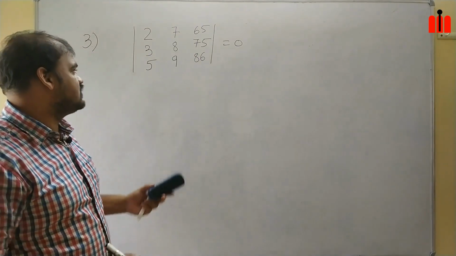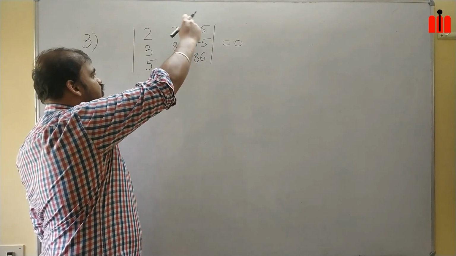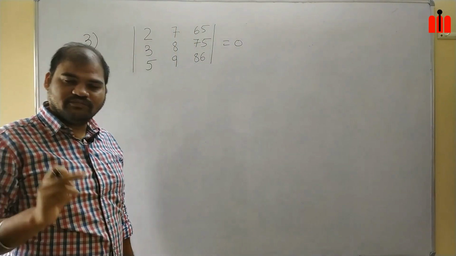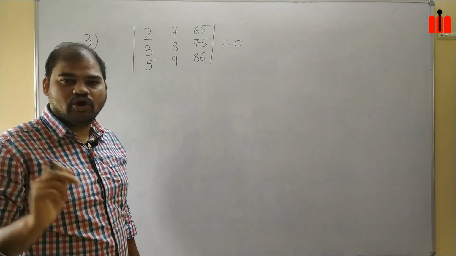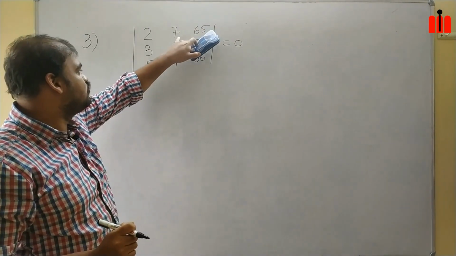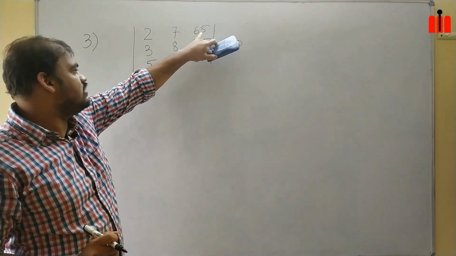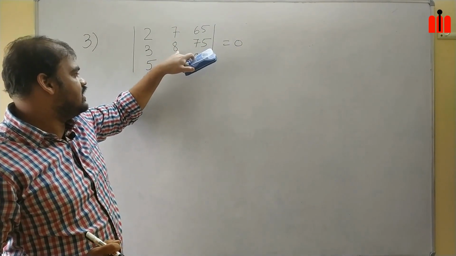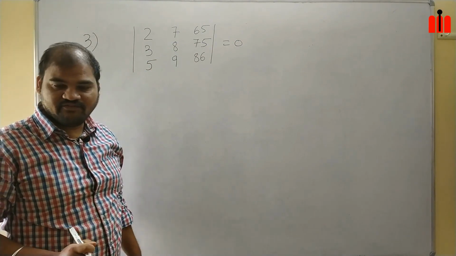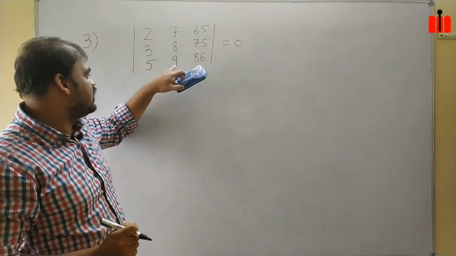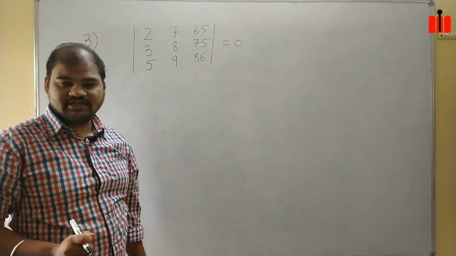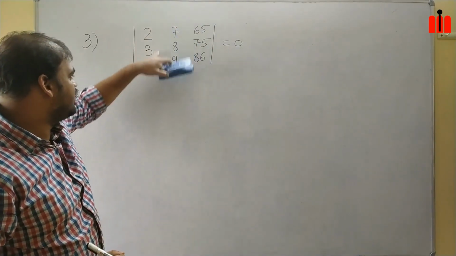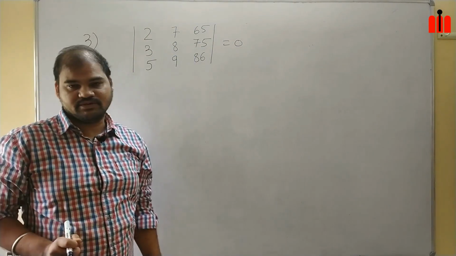First, I will perform the operation column 3 minus 9 into column 2. So 9 into column 2 means 7 times 9 is 63. If I subtract it from 65, I will get 2. 9 times 8 is 72. I subtract it from 75. I will get 3. 9 times 9 is 81. I subtract it from 86. I will get 5. So this column will become 2, 3, 5, and it is identical to column 1. So it will become 0.